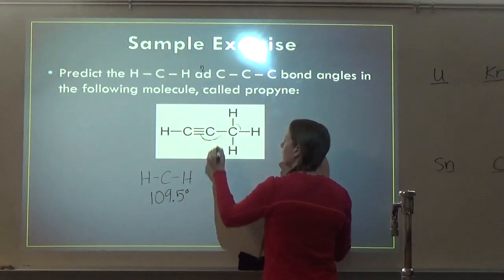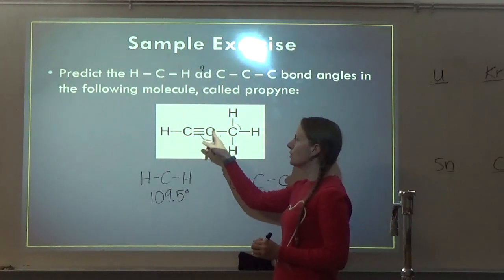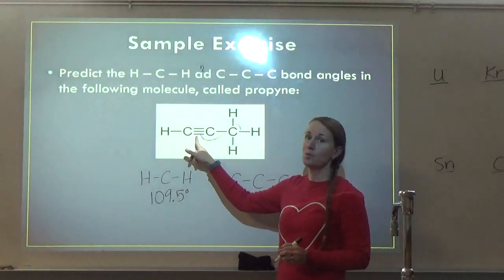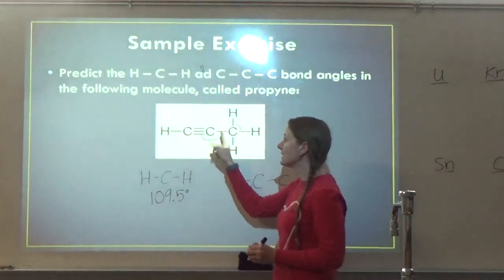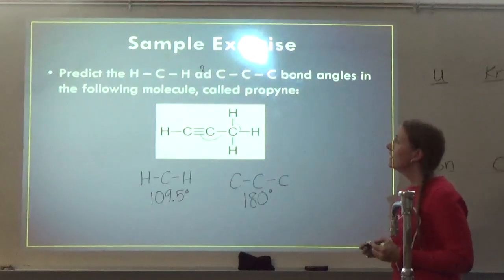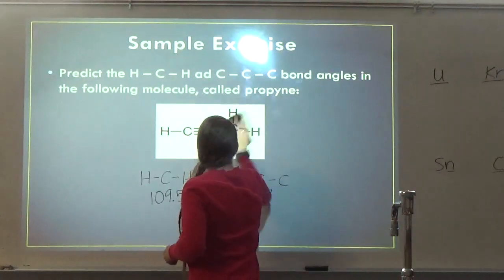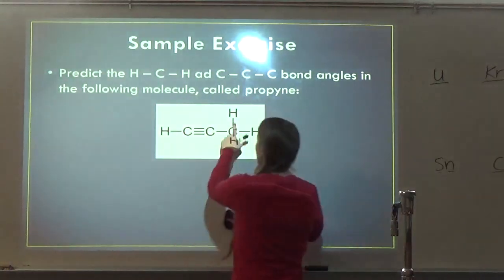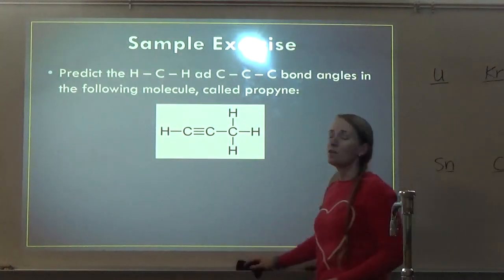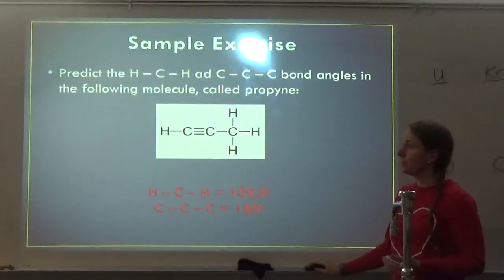Alright, but then I gotta look at that CCC bond. So it has 2 domains. It doesn't matter that one's a triple bond. 2 domains, the farthest they can get apart from each other is 180 degrees. So hopefully you got that one right. And like I said, it's really easy to call this 90 degrees because of the way they draw it, but they're drawing it flat. They're not drawing it 3D.